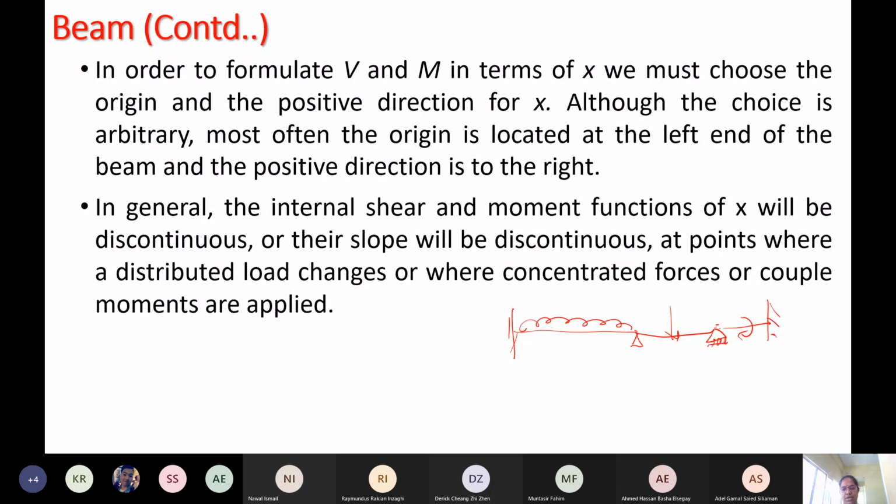follow from one end to another, or use the principle of superposition that we will explain later. By using the principle of superposition you can solve this graphically. Okay, we'll see later how this is done.